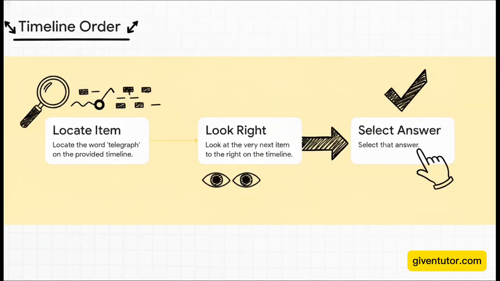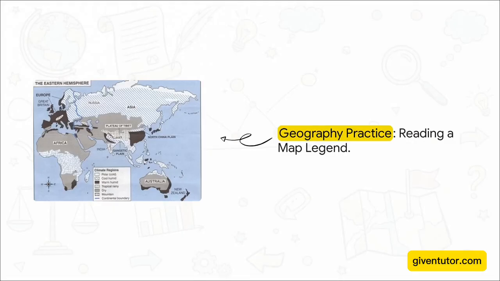See how simple this can be? Step 1. Just locate the word telegraph on the timeline provided. Step 2. Because the word in the question is succeeded, which is just a fancy way of saying came after, you simply look at the very next item to the right on the timeline. Step 3. Select that answer. Boom. It's purely about reading the graphic from left to right and making logical connections based on the vocabulary. And this brilliantly illustrates our next core competency.